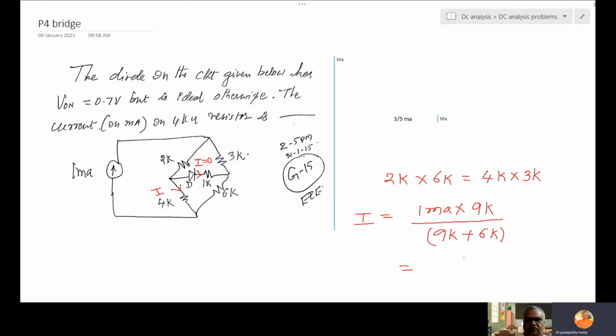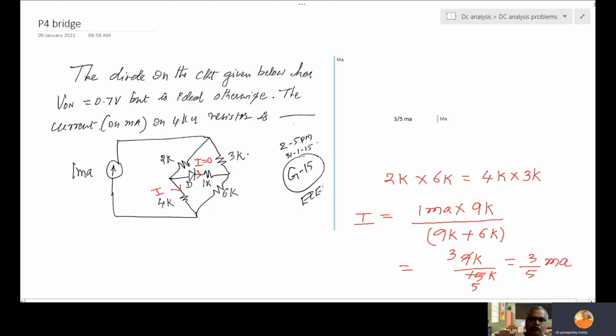So this is nothing but 9K by 15, 15K. So it is 3 by 5. So what is the answer? 3 by 5 milliamps. That is the current in 4K.